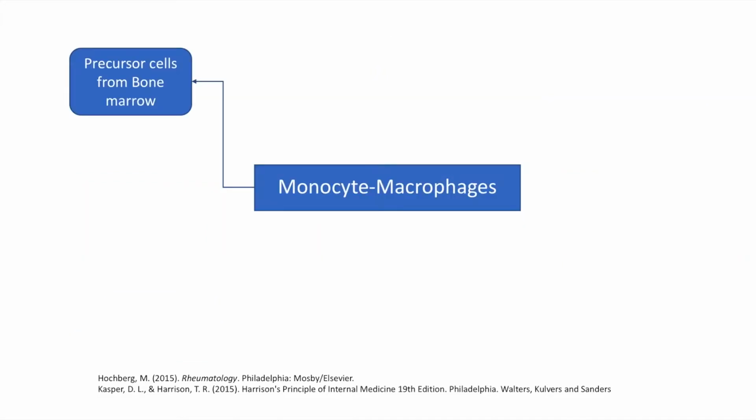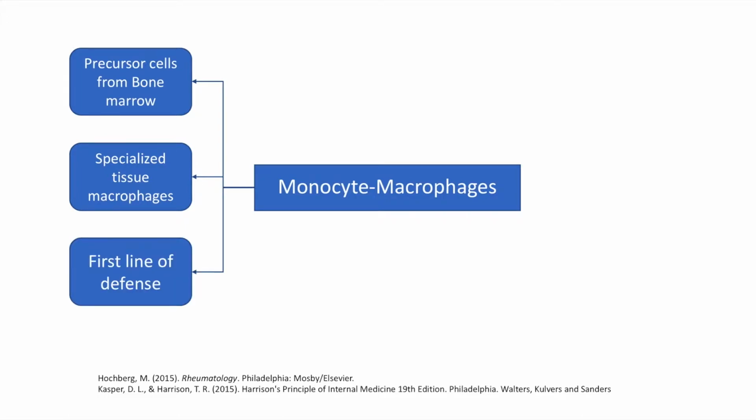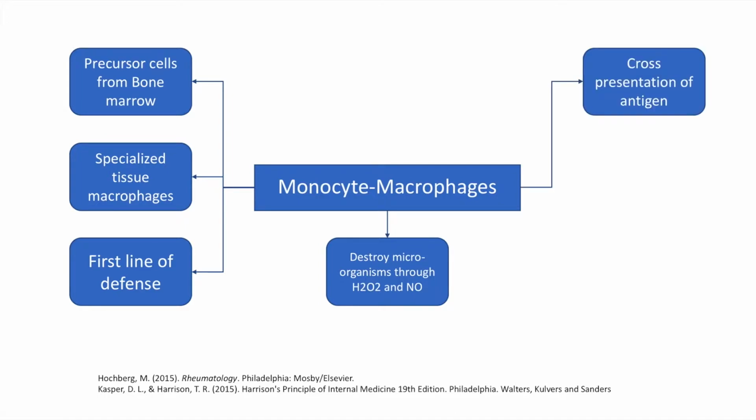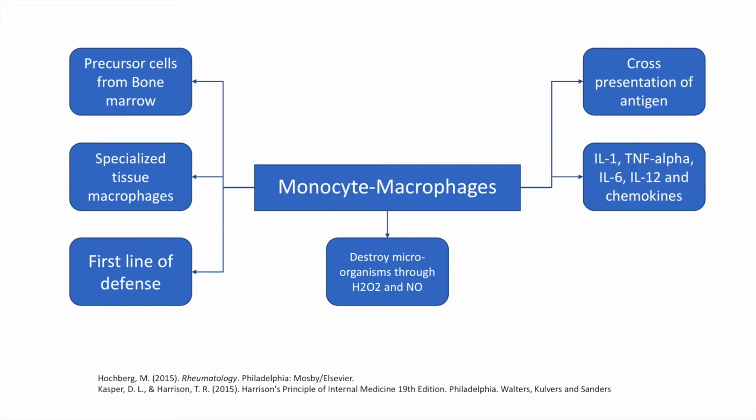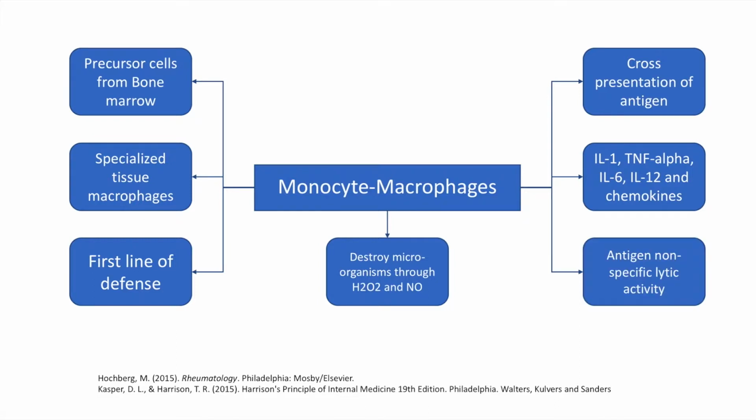The monocyte macrophages are precursor cells from the bone marrow and may also be specialized tissue macrophages. They are the first line of defense and destroy microorganisms through hydrogen peroxide and nitric oxide. They are also capable of cross-presentation of the antigen and secrete interleukin-1, TNF-alpha, interleukin-6, interleukin-12, and chemokines. Monocyte macrophages are also involved in antigen non-specific lytic activity.